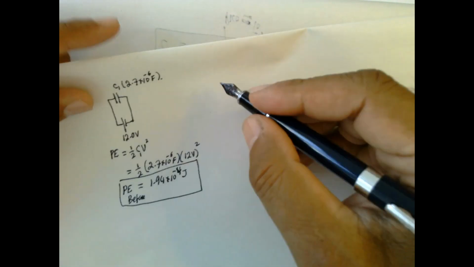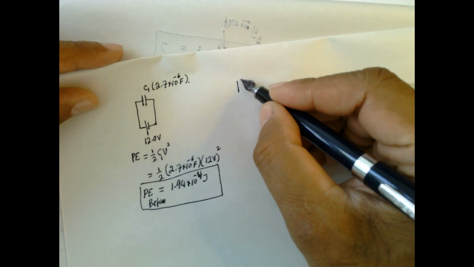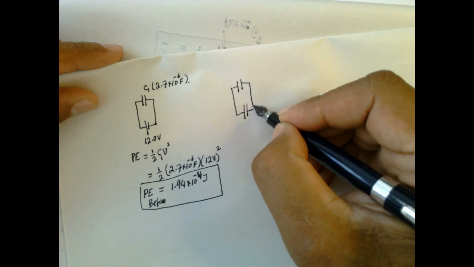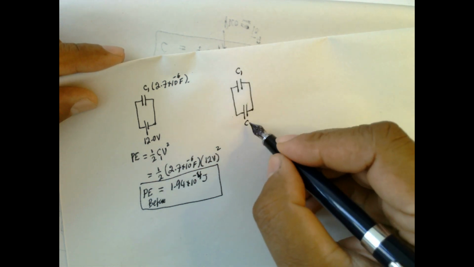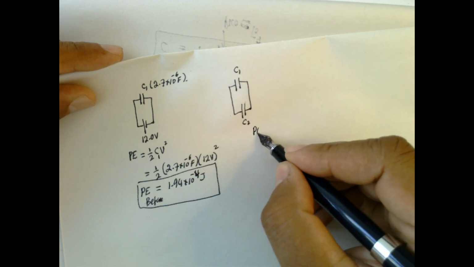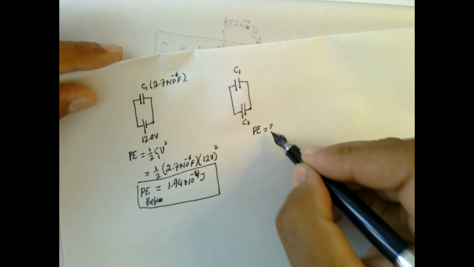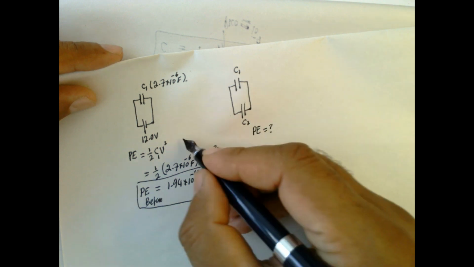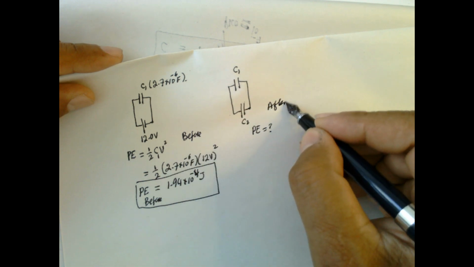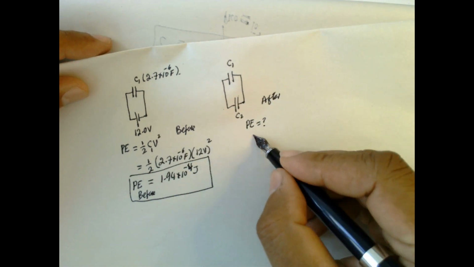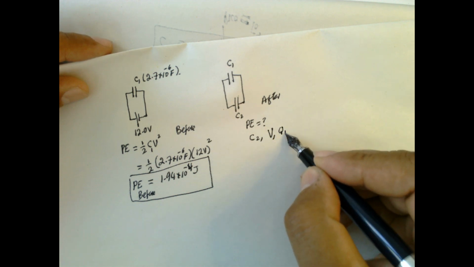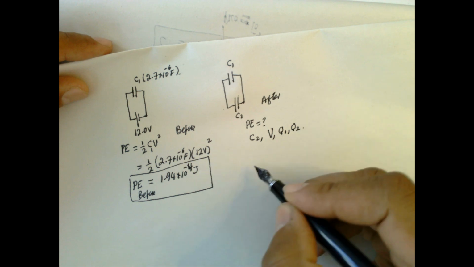And now it's connected to an uncharged capacitor. This is C1 and this is C2. This is an uncharged capacitor. Now we have to find the potential energy of the system afterward. So this is before and this is after. We haven't got the value of C2, we haven't got the value of voltage, we haven't got the value of Q1, we haven't got the value of Q2.